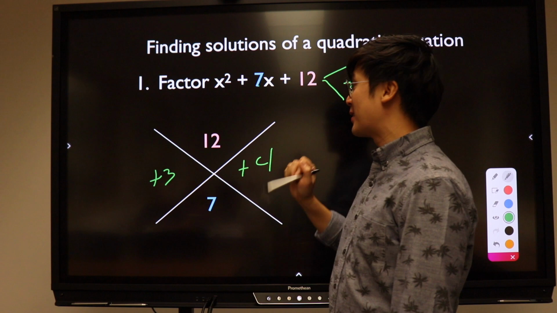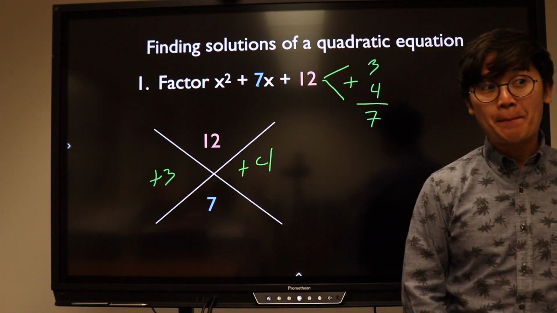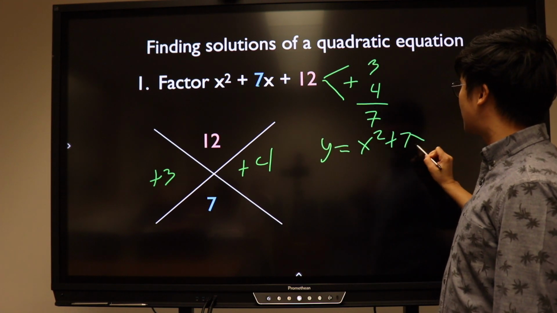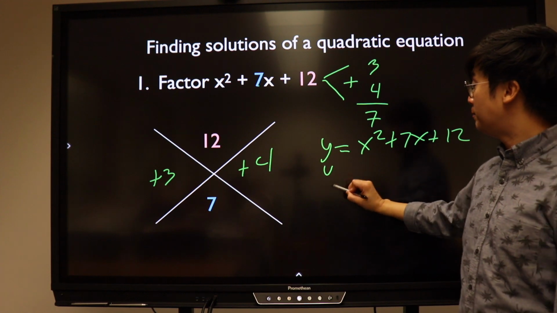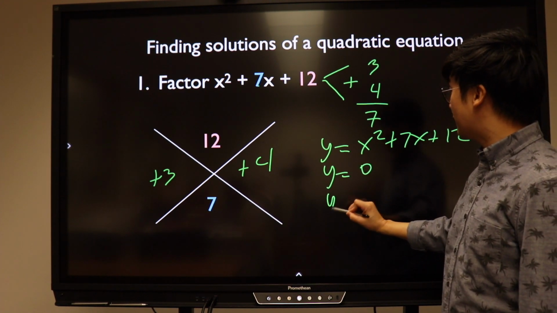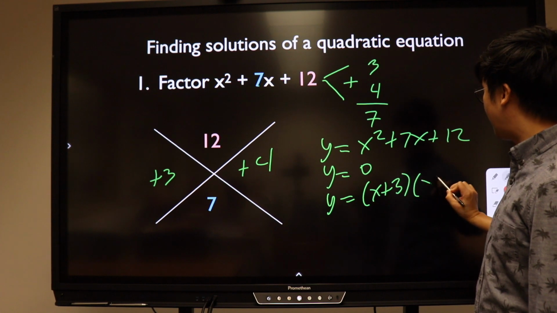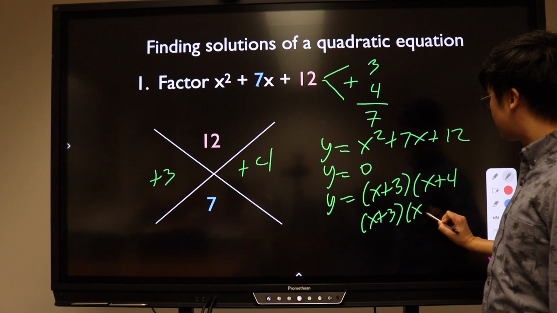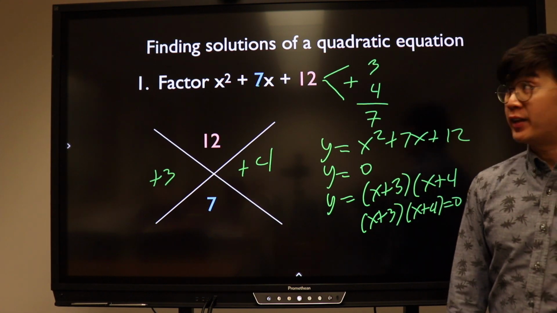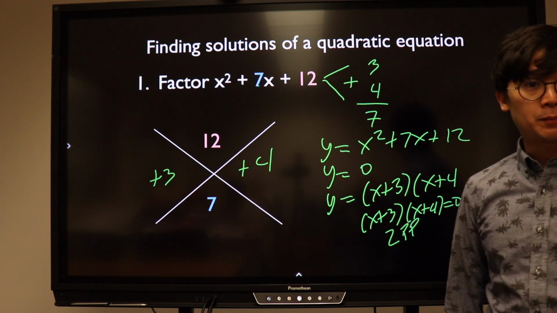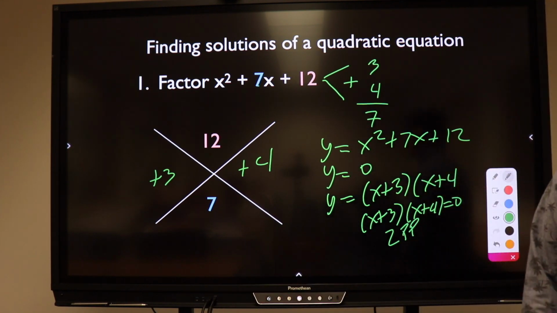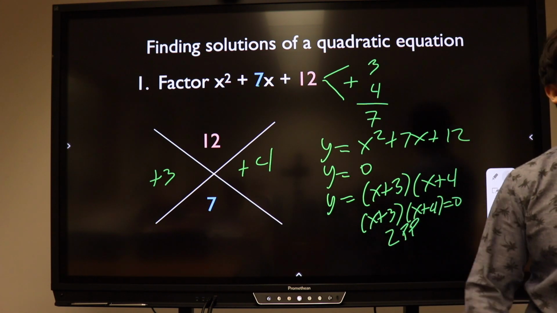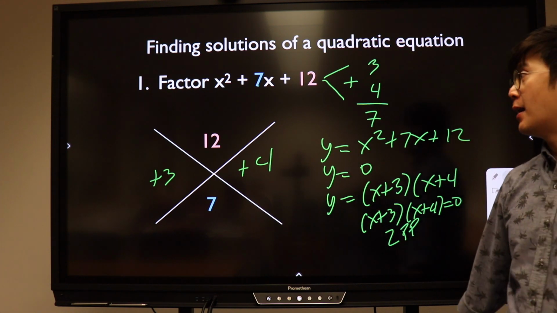Positive both. And by factoring it using this method, if I have y equals x squared plus 7x plus 12, the factored form of your function is going to be x plus 3 and x plus 4. And now, by equating it to 0, we can now solve it using ZPP. So sometimes the function is already in factored form, so it's easy, and sometimes you need to do a little bit of mathematics. And that's the second method, factoring method.